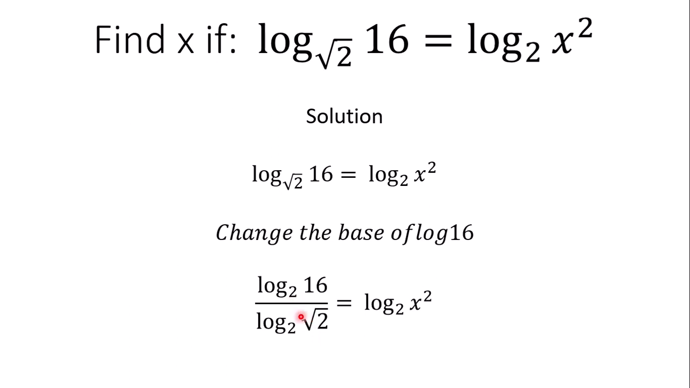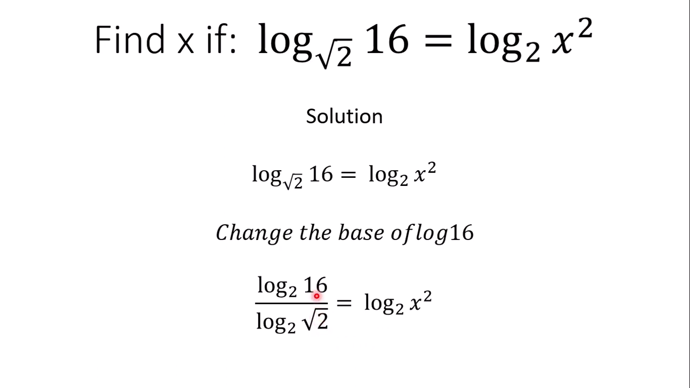So log 16 base 2 divided by log square root of 2 base 2. Though we are done changing the base, this one is in the form of a fraction and this one is just a single log. So equating x squared to something here could be very difficult. So we are going to further simplify this one to get a single log. Then we will know what to do from there.